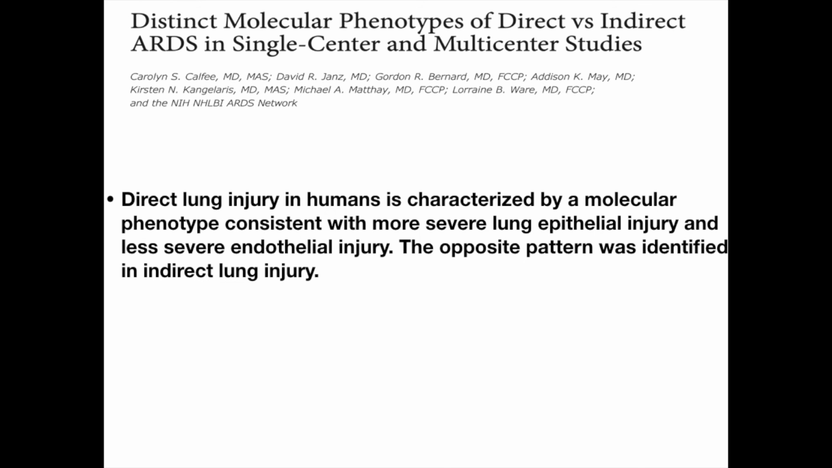The next is use of clinical phenotypes. Again, the direct versus indirect. Direct lung injury in humans is characterized by a molecular phenotype consistent with more severe lung epithelial injury and less severe endothelial injury. So as we can see, a direct lung injury affects the lung epithelium more and the endothelium less, while it is opposite in indirect ARDS. In indirect ARDS, the endothelial injury is always more compared to the epithelial injury.